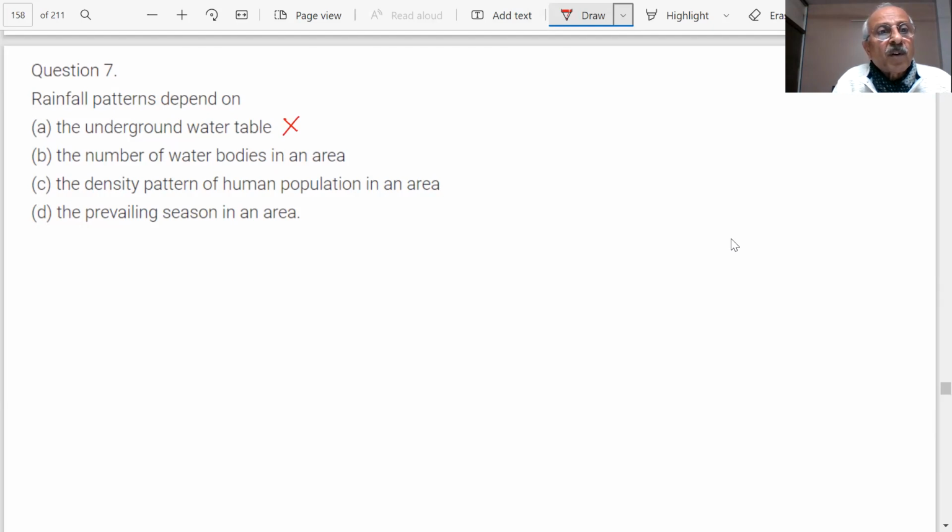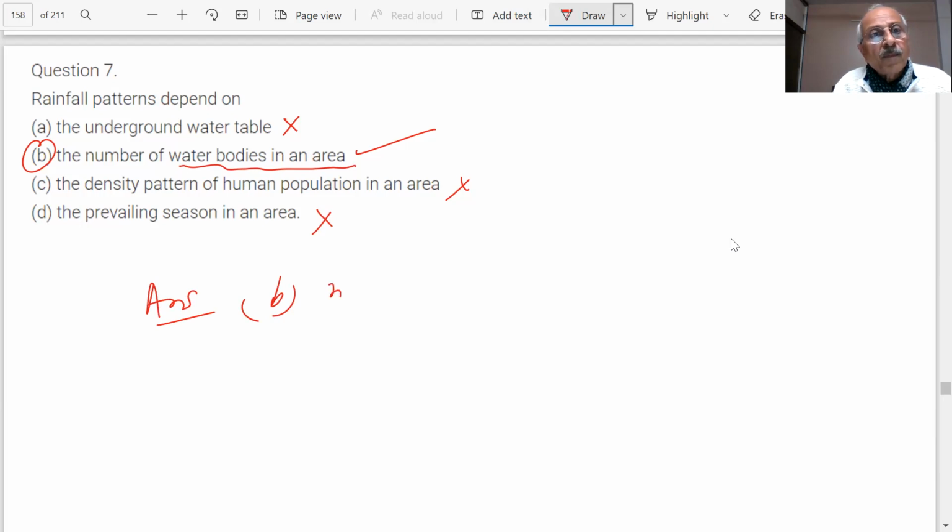No. Number of water bodies, you are saying. Yes, the number of water bodies in the area is very important, because what is the process by which rain occurs, students? How does the rain occur? We have discussed the water cycle. Yes, sir. Water cycle we have discussed.